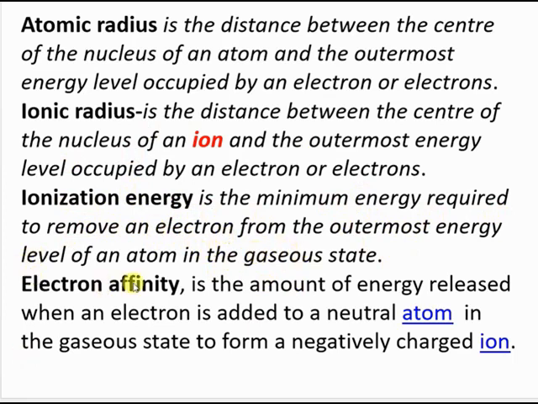What is electron affinity? It is the amount of energy released when an electron is added to a neutral atom. So when an element gains an electron or electrons, that amount of energy that is released is what is called electron affinity.